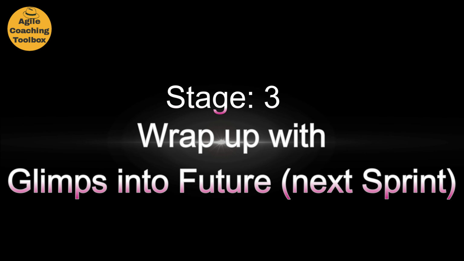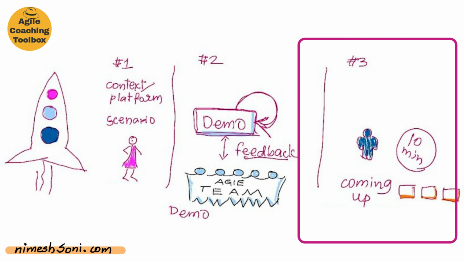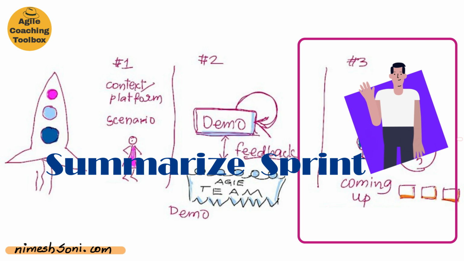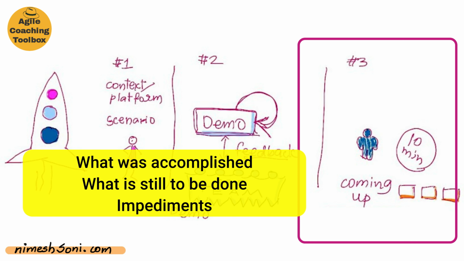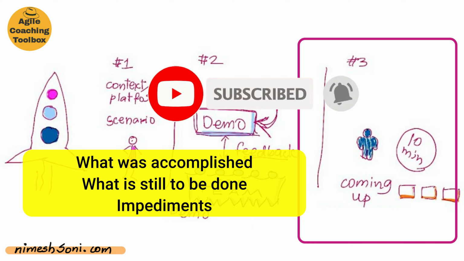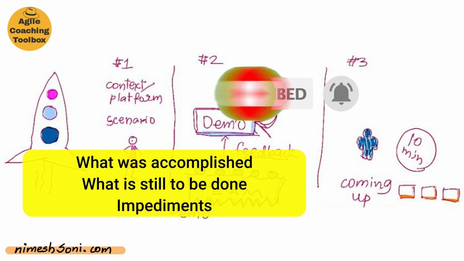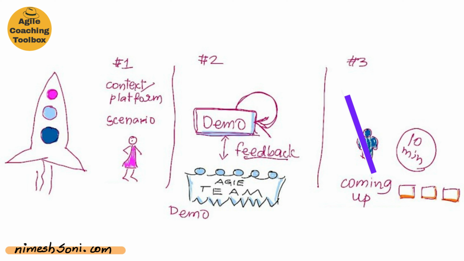Now that the team has completed the actual demo of the functionality, sprint review moves into the next stage where the Scrum Master brings everything together and summarizes the sprint goals, what was accomplished versus what is still to be completed. Along with this, the Scrum Master can also share the impediments and how they impacted the team's capability to deliver on the promises. We want to share this impediments information for two reasons.